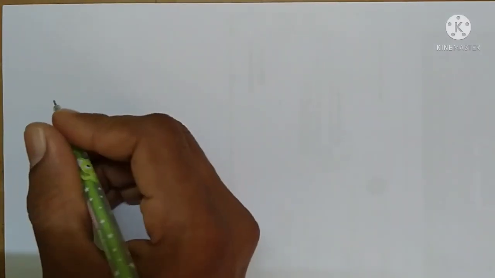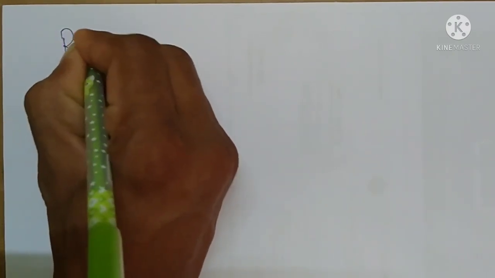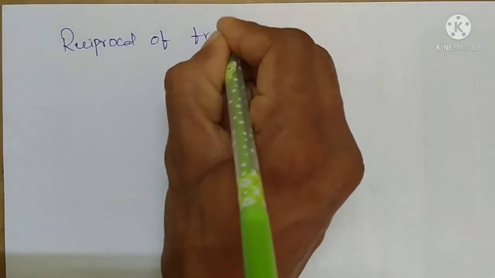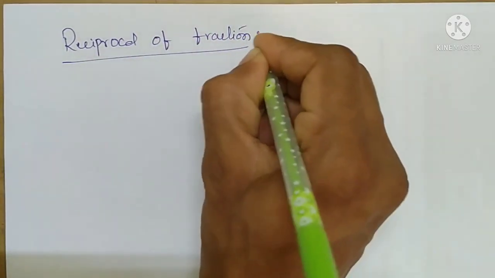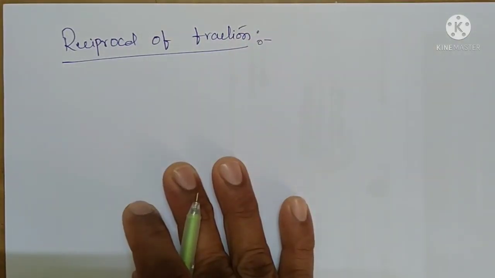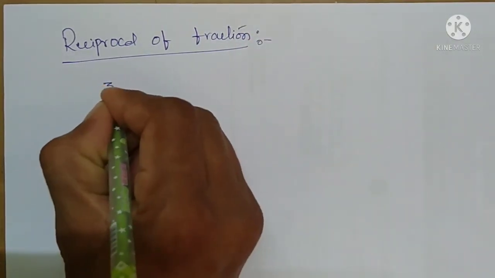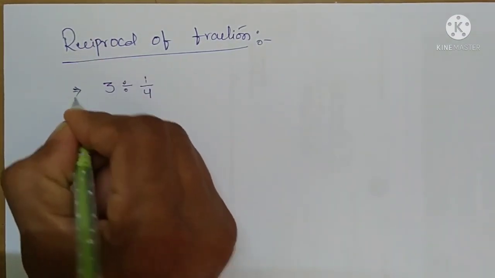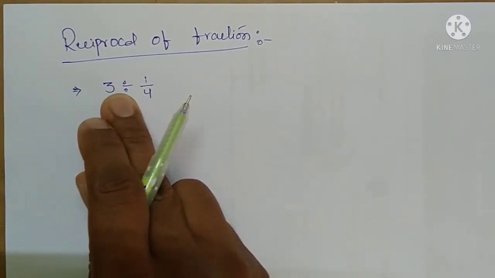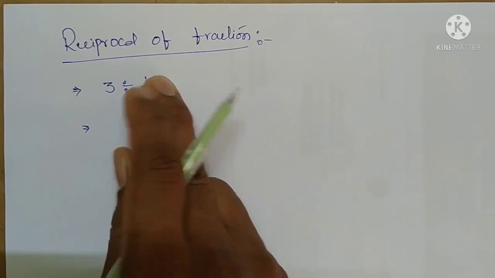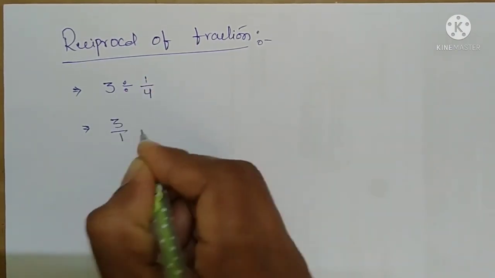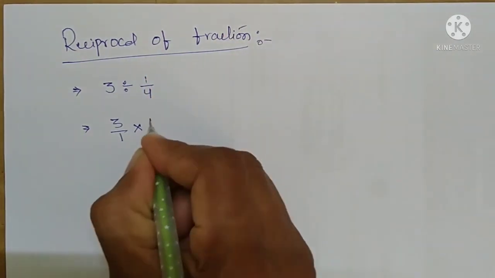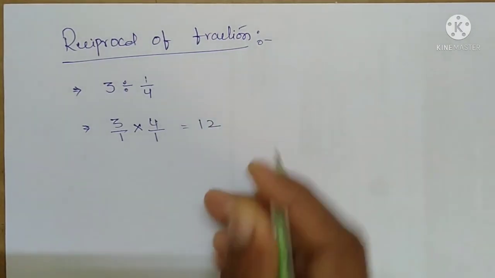Next, our topic is reciprocal of a fraction. What is the reciprocal of a fraction? Take one example, 3 divided by 1 by 4. This case is a whole number divided by a fraction, right? So 3 by 1, multiplied by the reciprocal form of 1 by 4, which is 4 by 1. The result is 12, right?